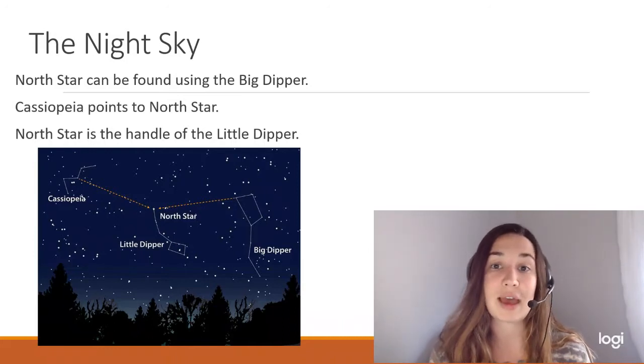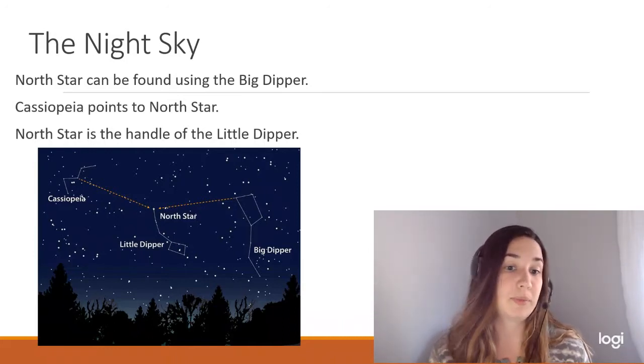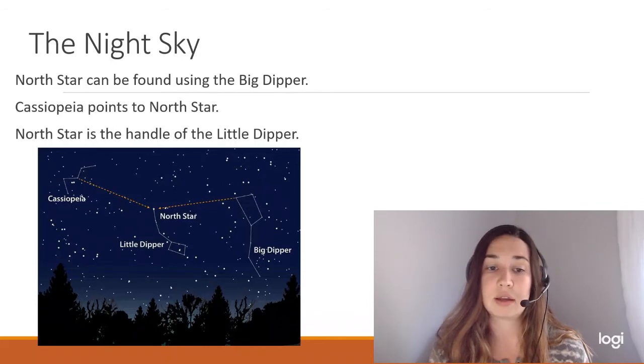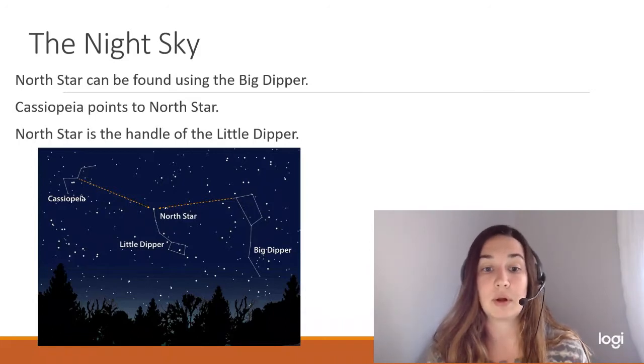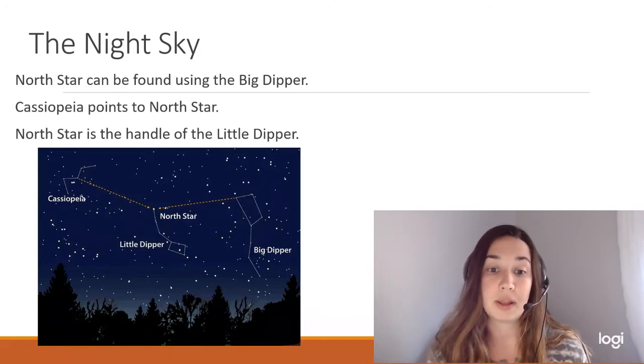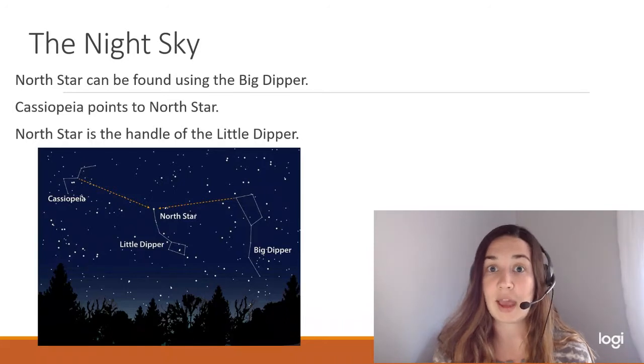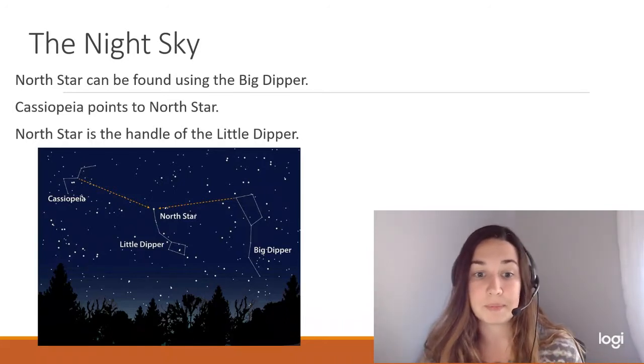We also have Cassiopeia, which is based off of one of the Greek goddesses. The center of her constellation also points to the North Star. So you can find Polaris, the North Star, by using Cassiopeia and the Big Dipper.